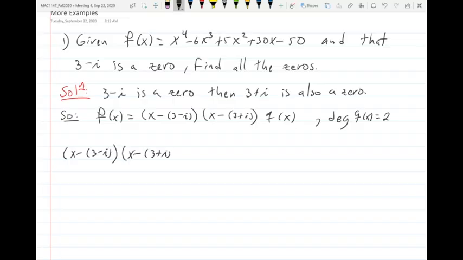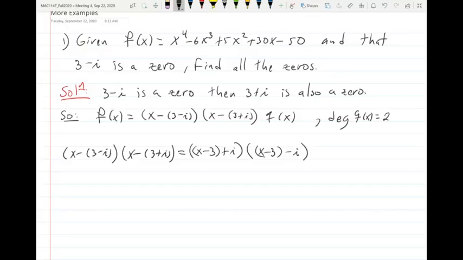So I'm going to rewrite this a little bit. I'm going to write this as (x minus 3) plus i, and then the other is (x minus 3) minus i. So I distribute the negative in the second one, and well, in both of them.